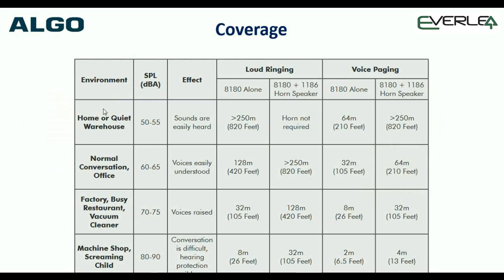The coverage of an 8180: this table goes through various examples: home, natural, normal conversation, factory, busy, machine shop, etc. It just gives you an idea of what coverage an 8180 will give. So for example, in a quiet warehouse, a lone 8180 would be 250 meters. Voice paging would be 64 meters. So it just gives you a snapshot of what sort of coverage you're going to get. But remember, this will entirely depend on the environment that you're working in. This is a guideline only.